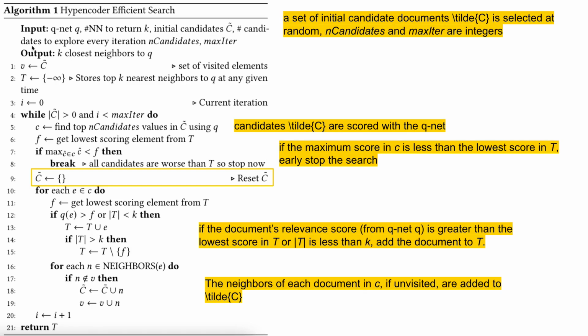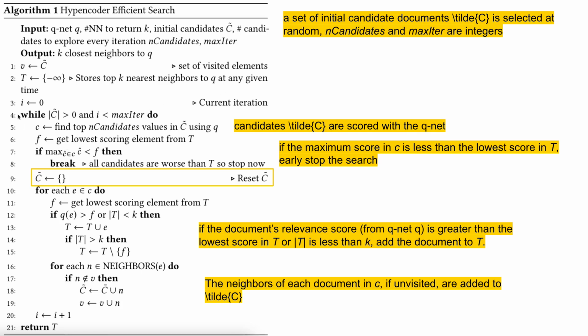Then we have the number of candidates to explore at every iteration, n candidates, so that's an integer. And then we have max iter, so how many times we want to run this search loop. That's also an integer. And the output is going to be the K closest neighbors to Q. And our K closest neighbors, so remember these are documents, document embeddings, they're going to be stored in capital T. So capital T is our set that stores the top K nearest neighbors.